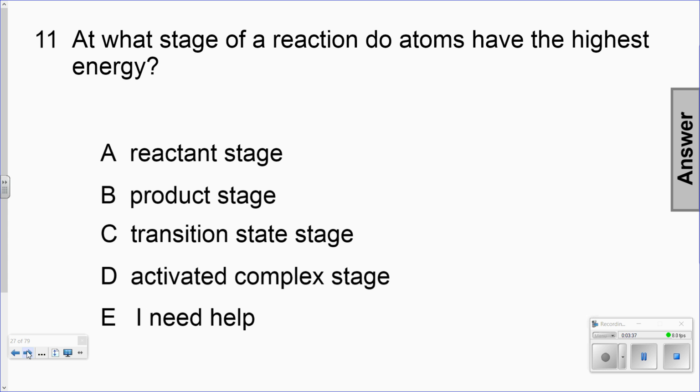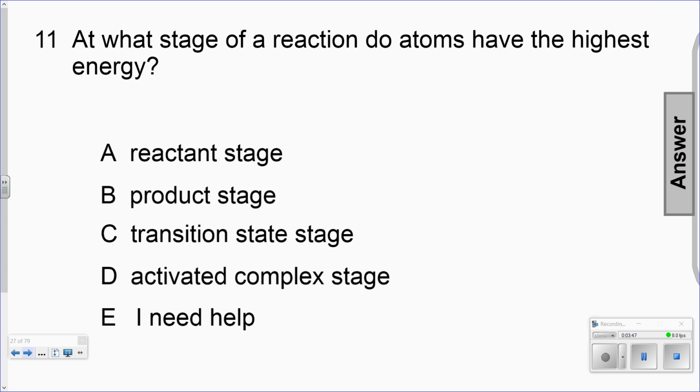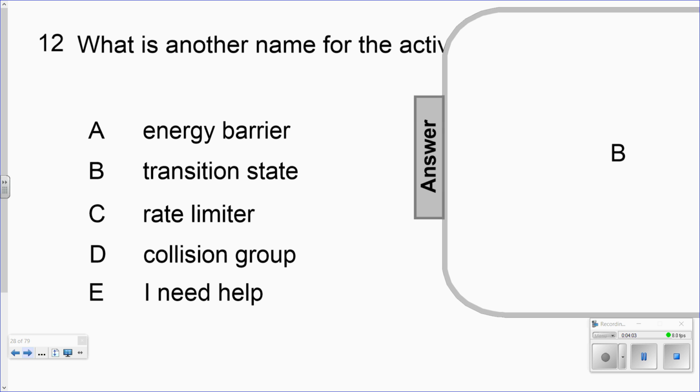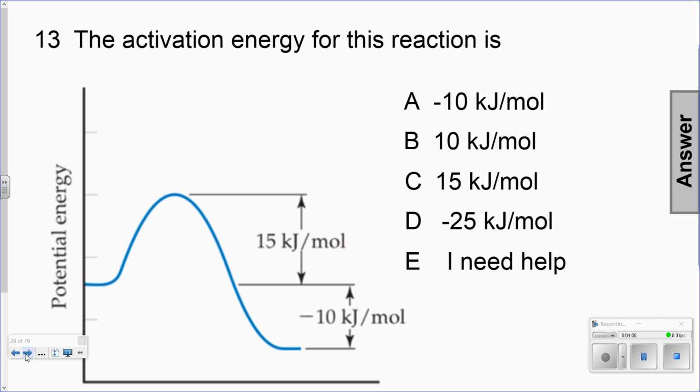At what stage of the reaction do atoms have the highest energy? The answer here is the transition state. It's that, I'm sorry, not activated, excuse me, the transition state. The activated complex is what you call that, but the transition state is that middle hump, the top of that hump there. What is another name for the activated complex? Transition state, whoops. And the activation energy for this is what? Hopefully you're thinking this answer here.